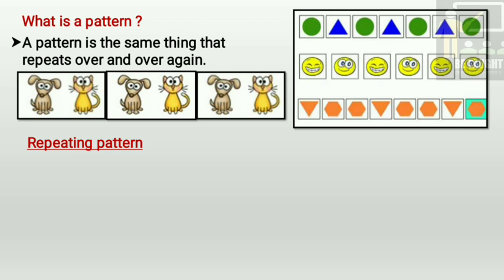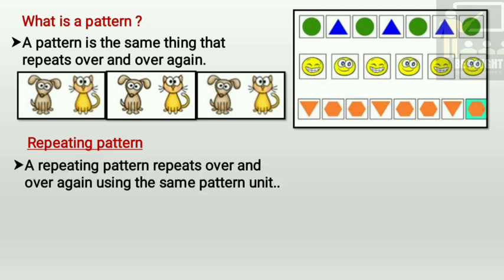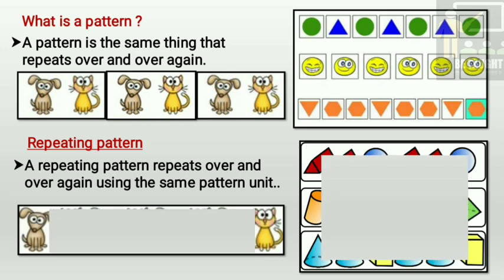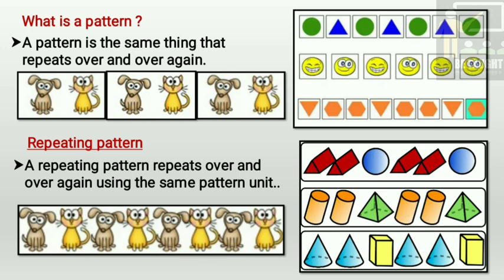What is the meaning of repeating pattern? A repeating pattern repeats over and over again using the same pattern unit. So as you can see the examples given over here, there is a dog, then a cat, then again a dog, a cat, and this way the pattern unit is being repeated.